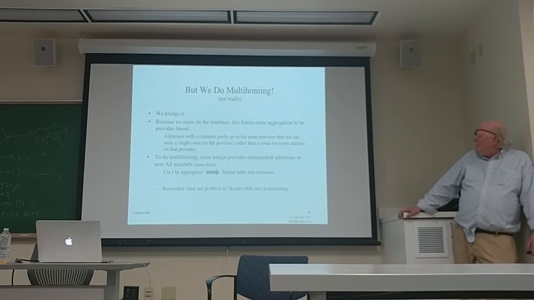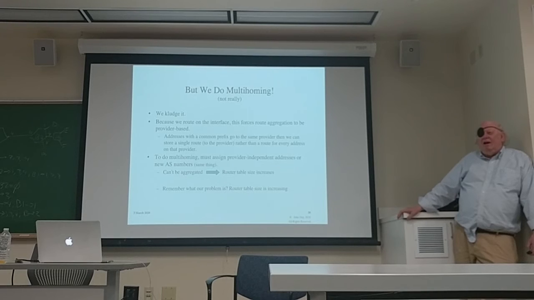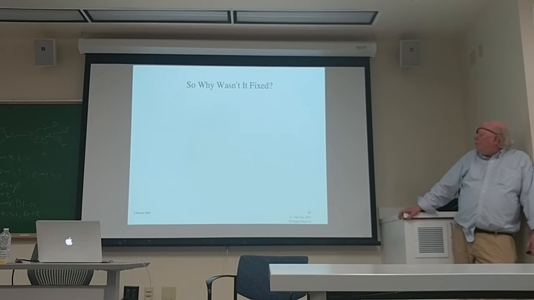So to do multi-homing, the problem is the addresses are provider-based. To do multi-homing, we have to have provider-independent addresses that aggregate. We don't have those. The problem here is router table size. So why wasn't it fixed?